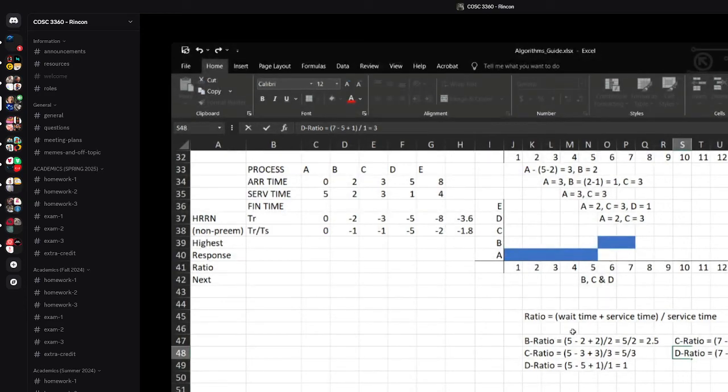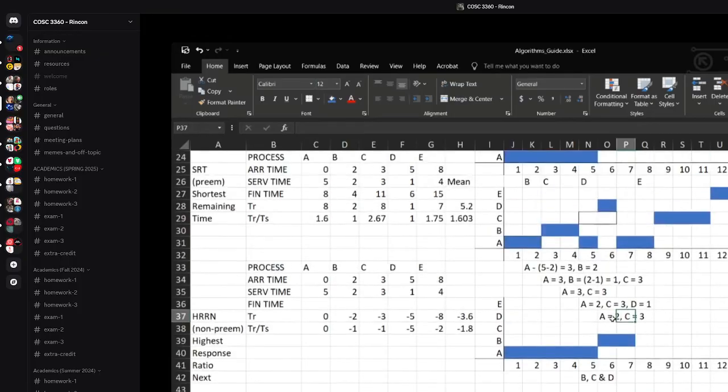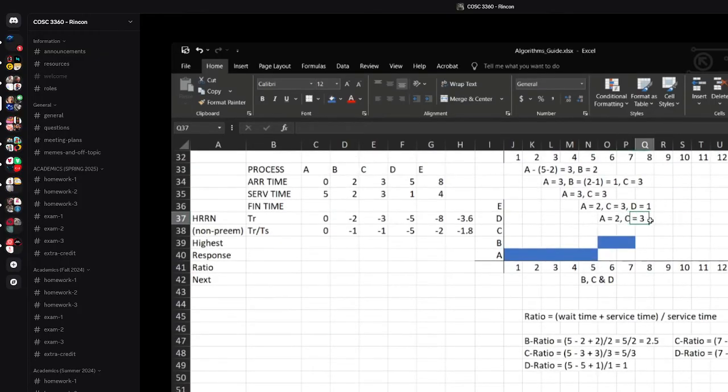So between these two, which one has the higher ratio? Well, it will be D, right? So D, sorry for this overlaying text right here, but D needs to run the entirety of it. So the service time will be like this. And at this time, unfortunately, E has to be in the queue, right? Because at time 8, E actually enters.